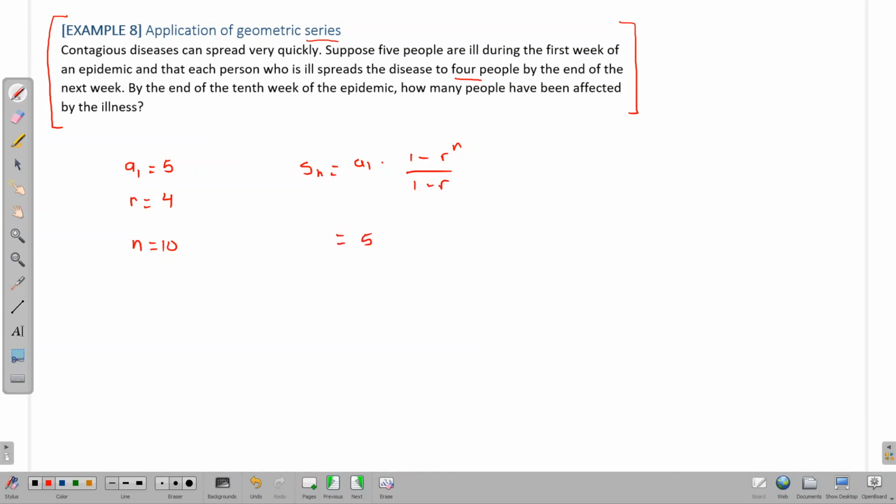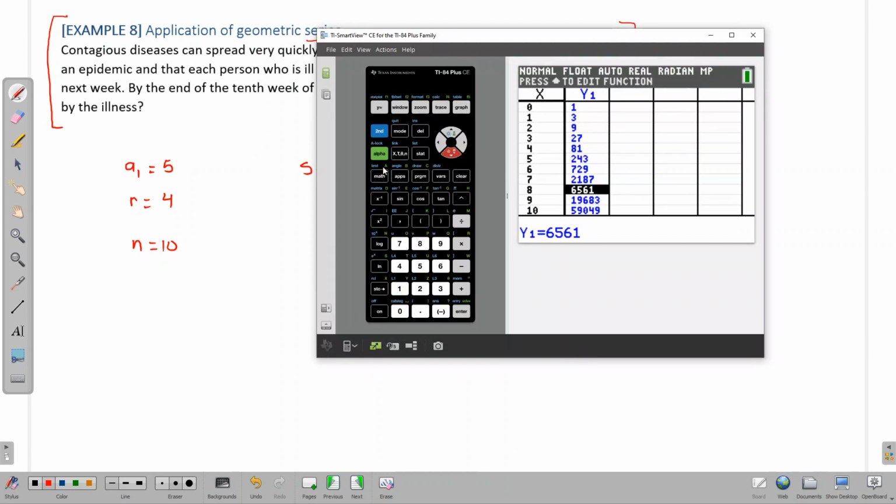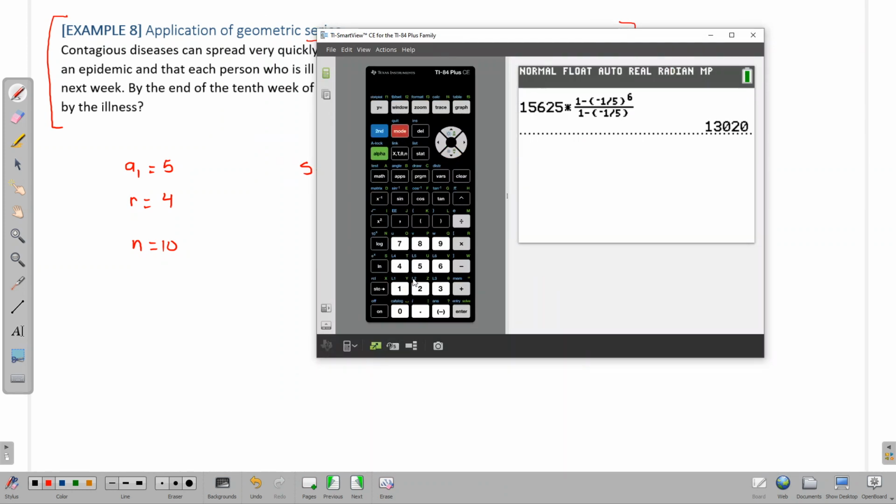Okay, so we have 5 times (1 minus 4 to the 10th) over (1 minus 4). And if you enter all that in the calculator, you're going to get a gigantic number. It is 1,789,569,705. And just to be sure, since that is so large, let's double check. Let's type it in again, make sure I didn't type it in wrong.